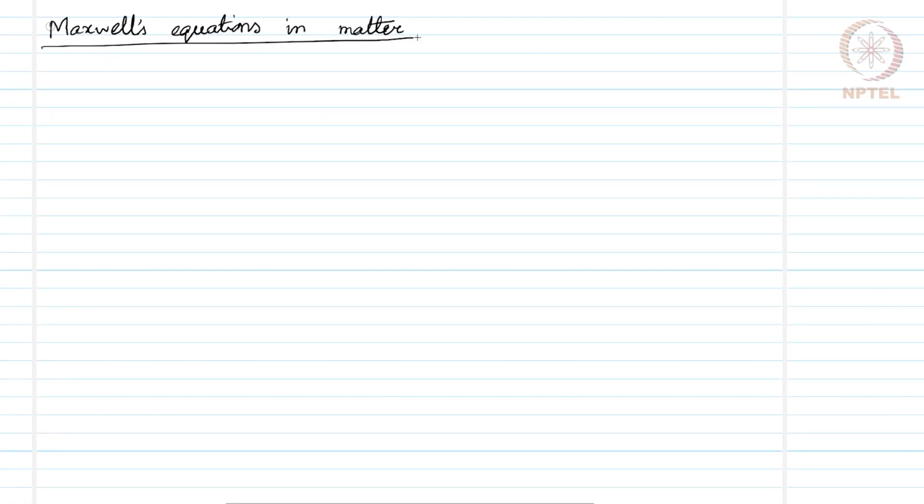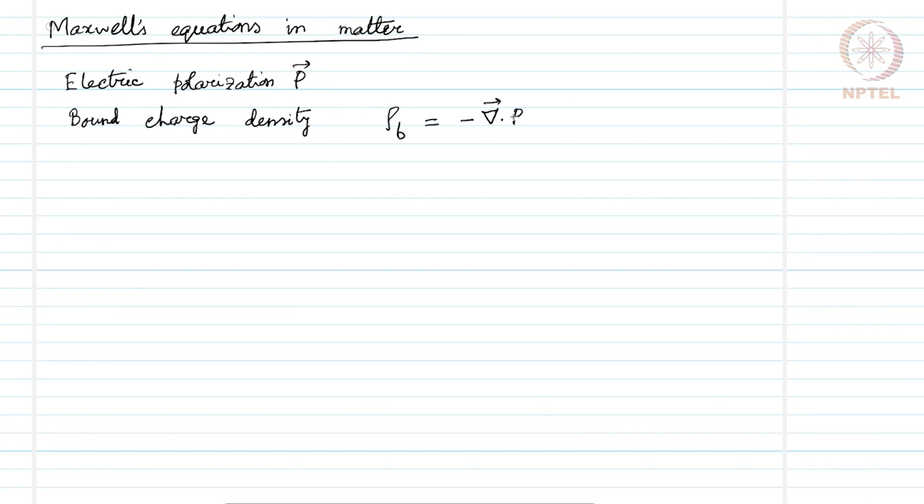Why? Because if we have an electric polarization P, then we have a certain bound charge density. How do we get the bound charge density? The volume bound charge density is given as the negative divergence of the polarization.